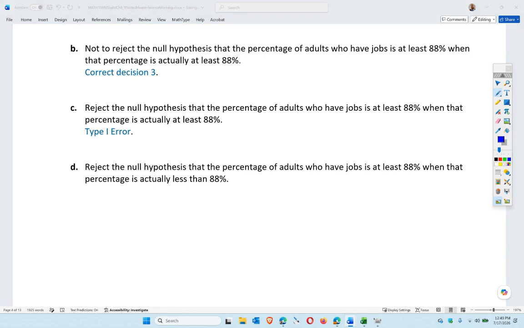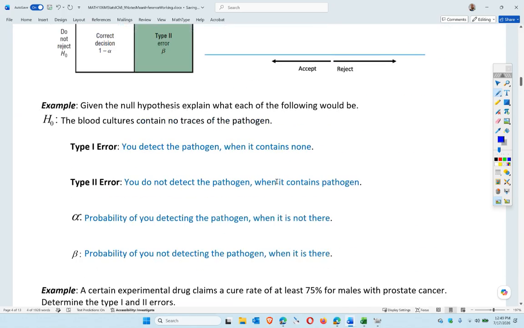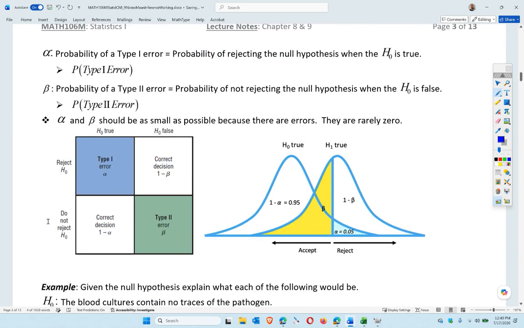And you reject again, but it's actually correct. That's just the correct decision 2, basically. So I just copy this one. Okay. Correct decision 2. So you think about it, if you reject, you're going to be the top part. If you don't reject, you're going to be the bottom part. So not rejecting is a type 2 or correct. Rejecting is a type 1 or correct, basically.